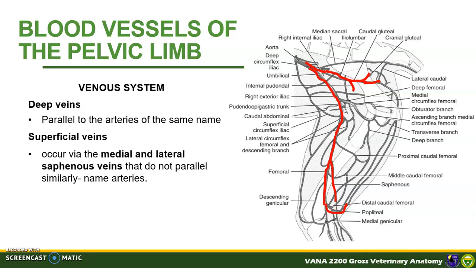The lateral saphenous vein travels on the lateral side of the limb to enter the caudal popliteal region and empty into the distal caudal femoral vein. This can be used for venipuncture in dogs when the cephalic vein is unavailable.